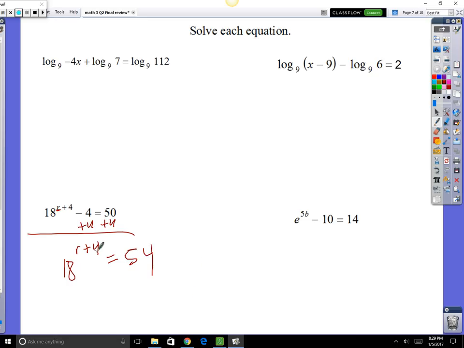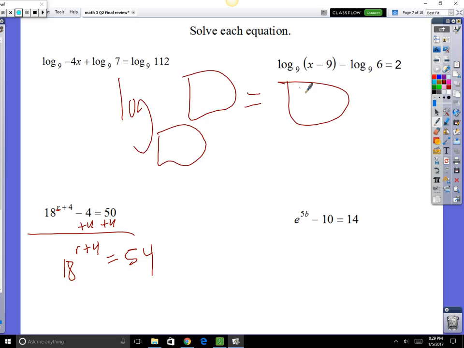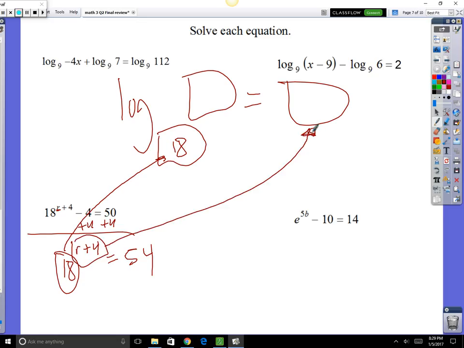Now you gotta ditch the 4, but you gotta ditch the 18 first. And the 18 is actually a base. And the only way you can undo a base is a log. So we're gonna do just the opposite. We're gonna morph it to a log. So there's gonna be three parts. The base, which is 18. The exponent is always what it equals. It's a log equals the exponent. So this is r plus 4, and then the 54 goes here.